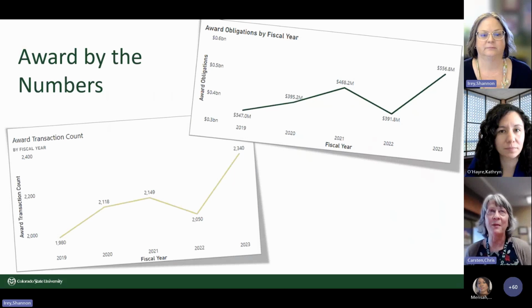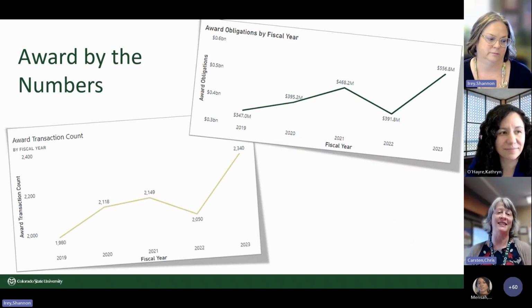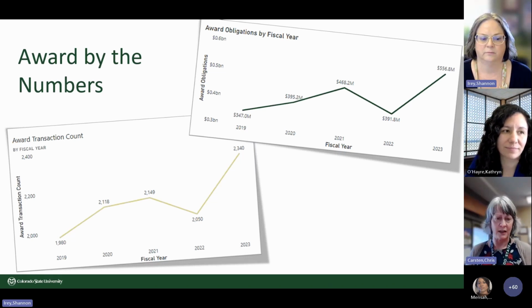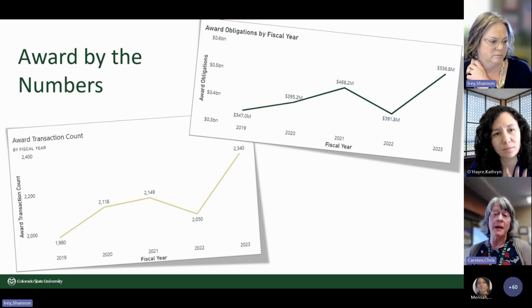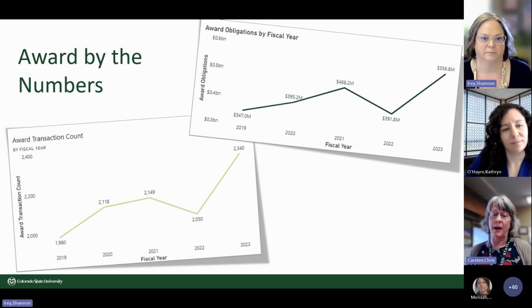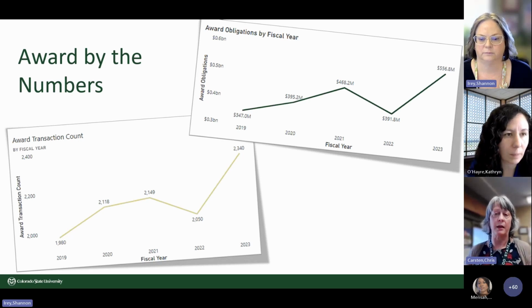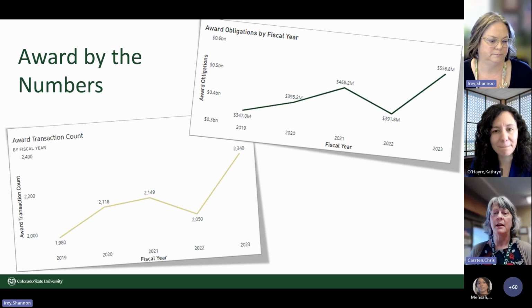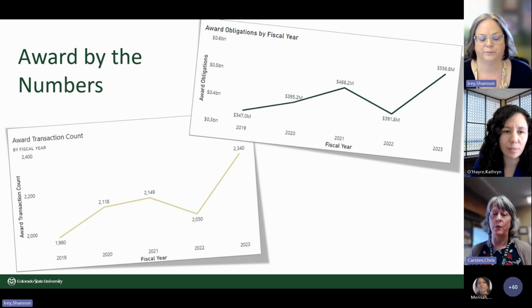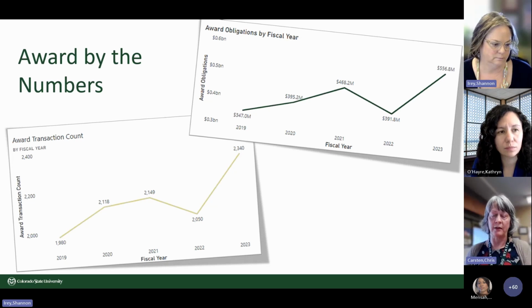So we talk about numbers and measuring ourselves and metrics a lot. These are a couple of screenshots, the past 4 years, I think, 2019 to 2023. You can measure different ways. You can measure by dollars. You can measure by numbers. No one number tells the whole story. So number of transactions, things that we processed, number of incoming new awards, modifications. Award obligations is how much money was involved. And this is a number that we see a lot, especially in our Vice President for Research summary of the year, right? You can see some spikes.